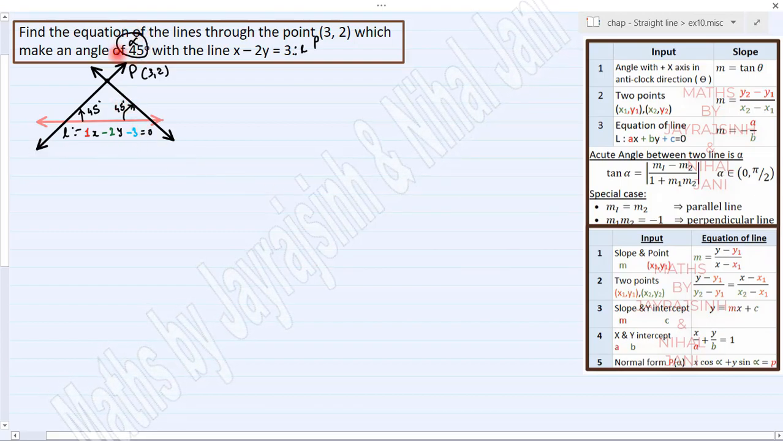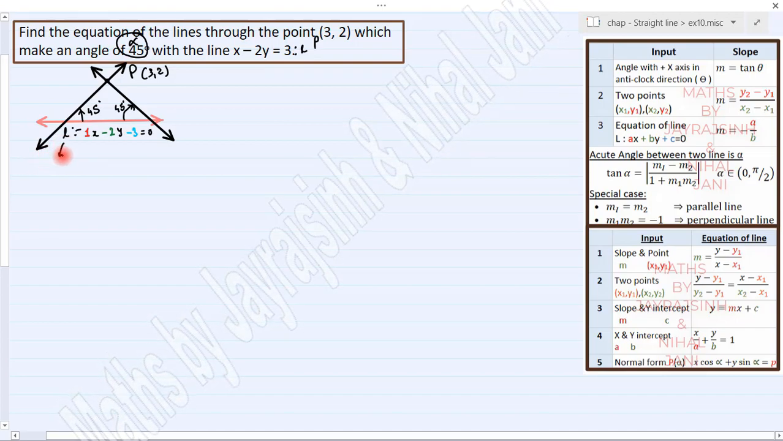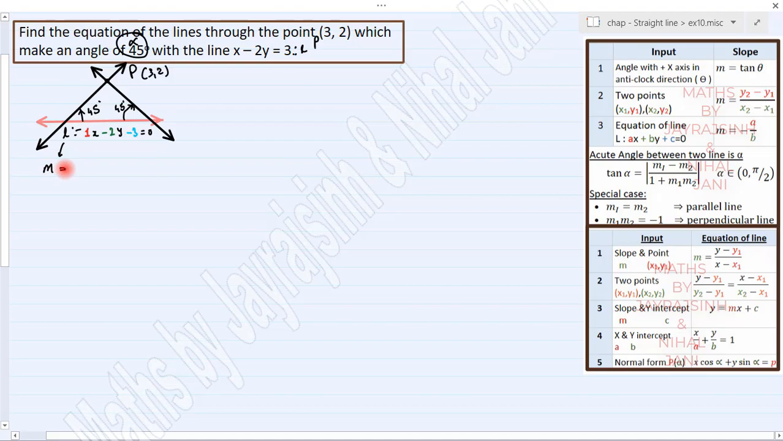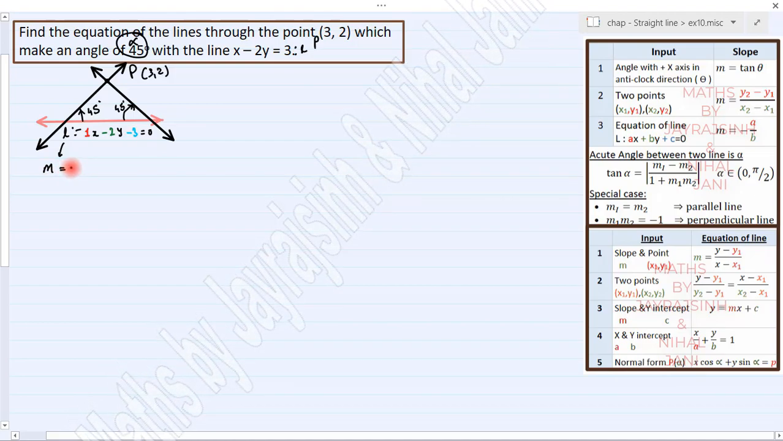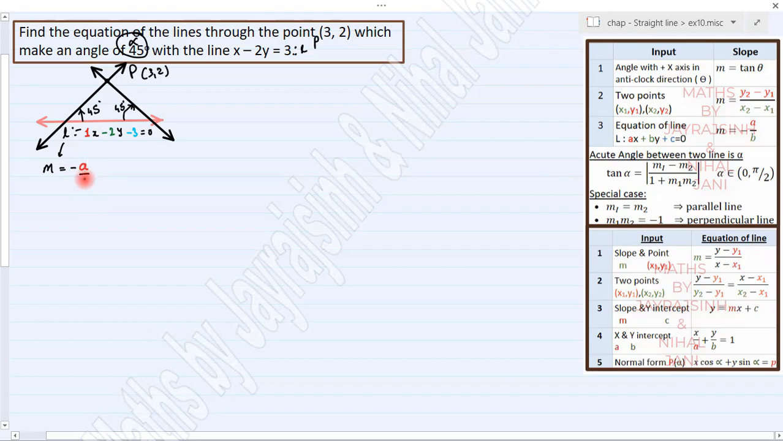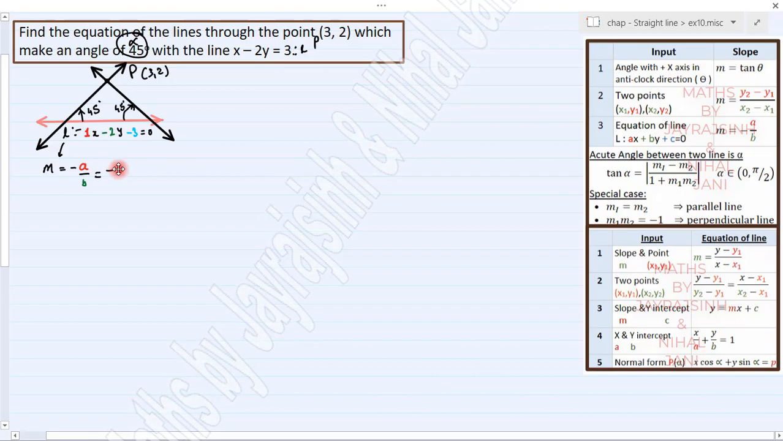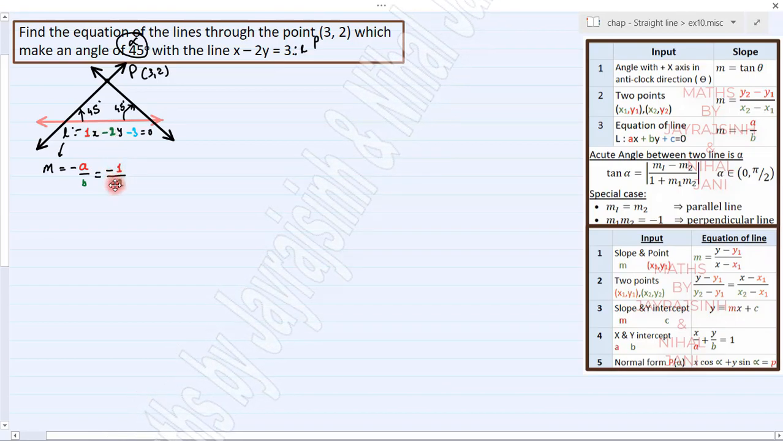To use the angle, we need slopes. Let's say the slope of line L is m, which is obtained from the equation of the line, or we can say from the third case, which is minus a by b, where a is the coefficient of x and b is the coefficient of y.